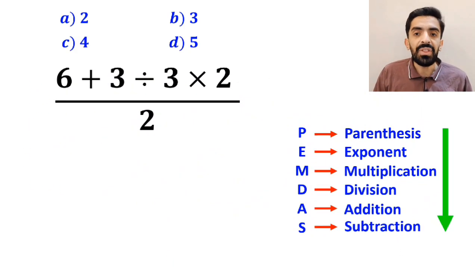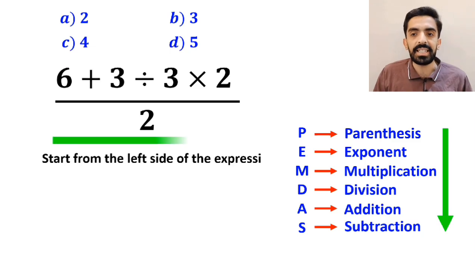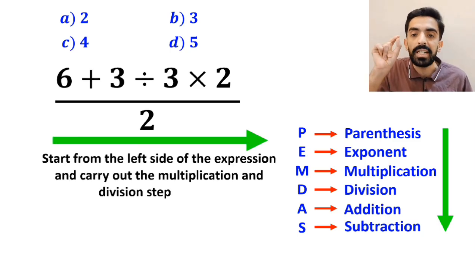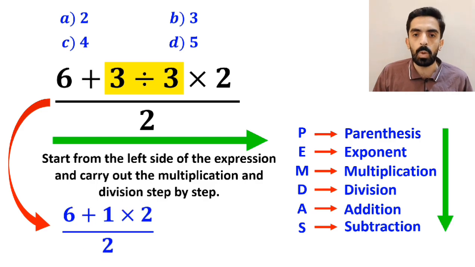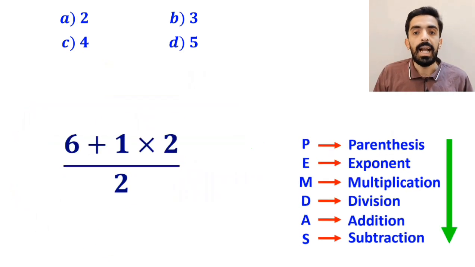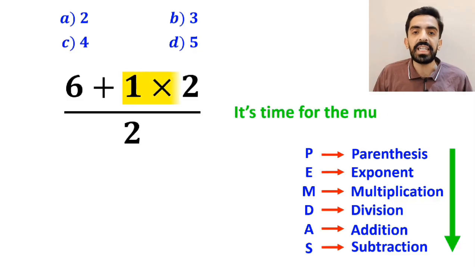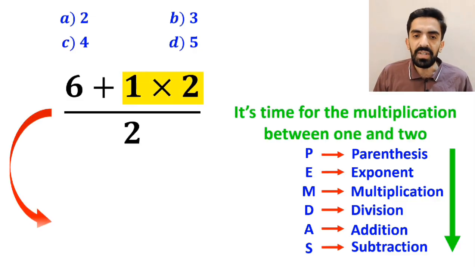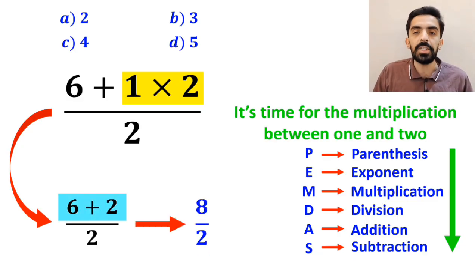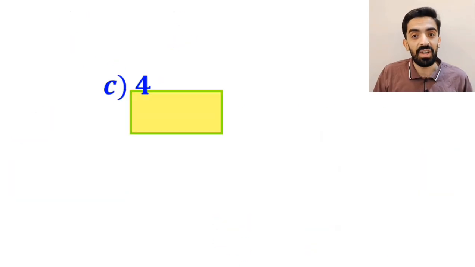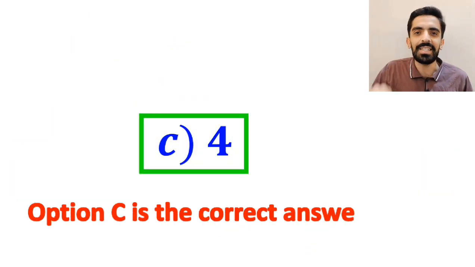In this case, the best thing to do is to start from the left side of the expression and carry out the multiplication and division step by step. So, first we go for the division between the 3's and we can write the whole expression as 6 plus 1 times 2 over 2. In the next step, it's time for the multiplication between 1 and 2, which simplifies the expression to 6 plus 2 over 2. Finally, we handle the addition in the numerator and simplify the expression to 8 over 2, which ultimately gives us the answer 4. Therefore, option C is the correct answer to this question.